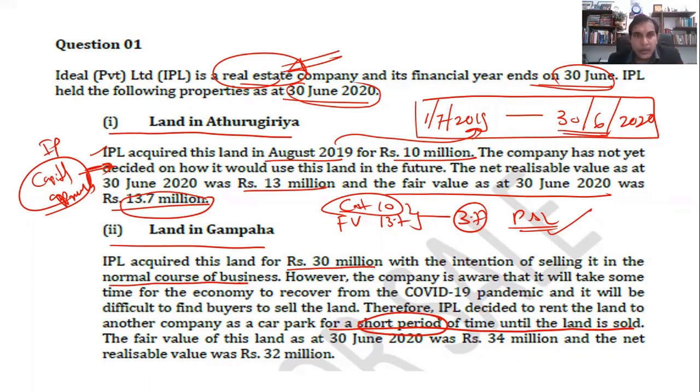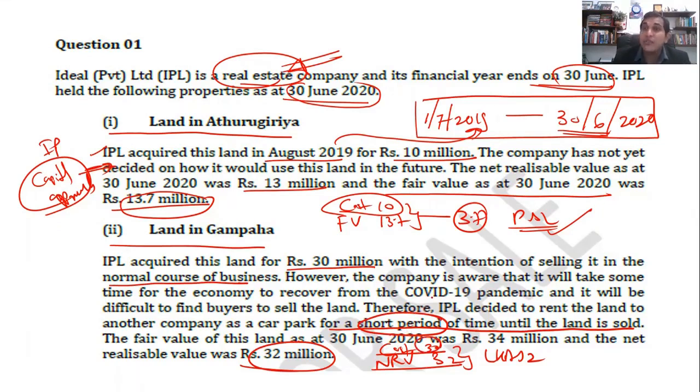Right? Now, the fair value of this land as at 30th June 2020 was 34 million and the net realizable value 32 million. NRV 32 million, cost is 30 million. As per LKAS 2, you need to pick the lower of cost and net realizable value. If you decide to recognize it as inventory, you need to record this one at 30.